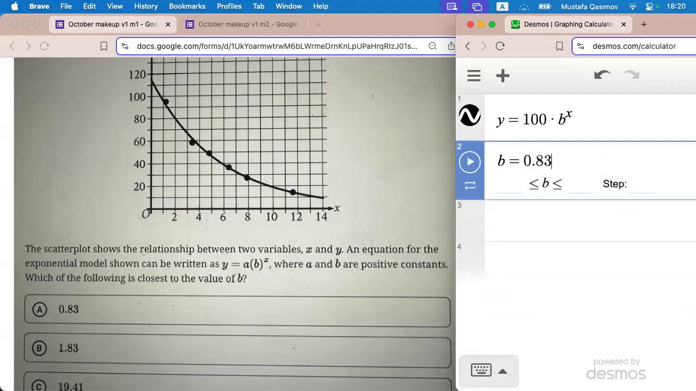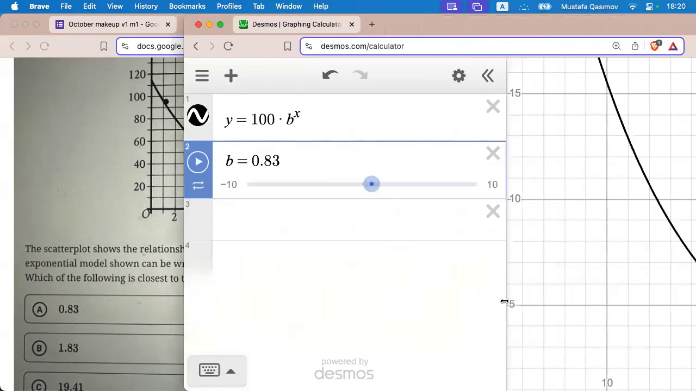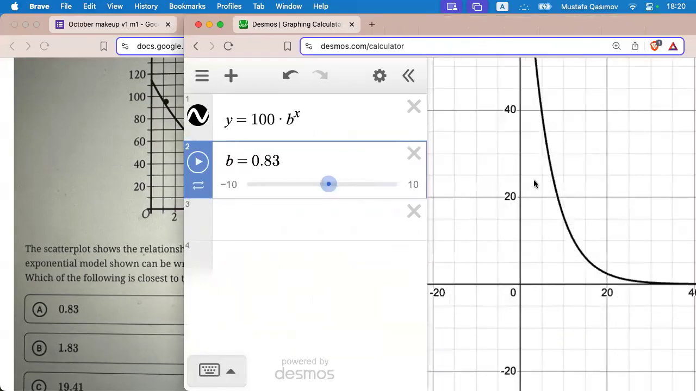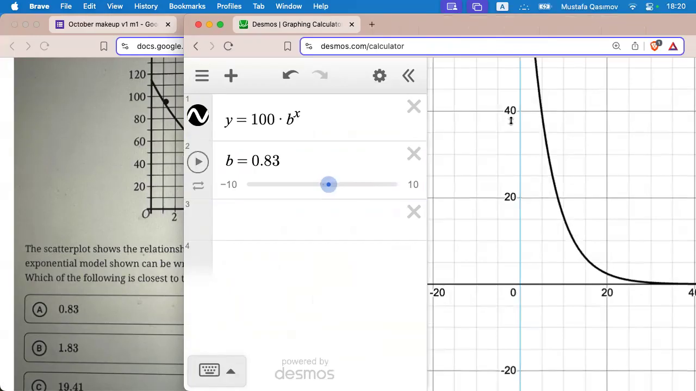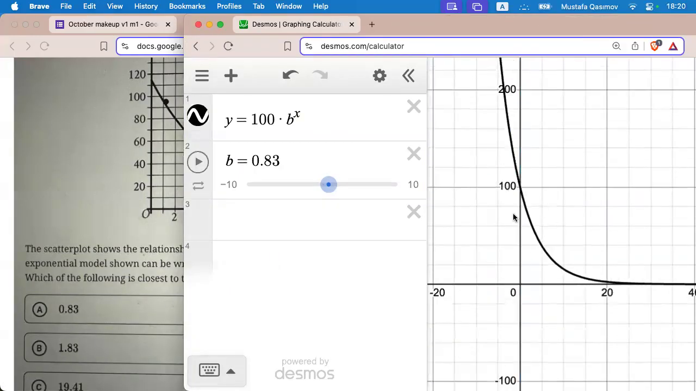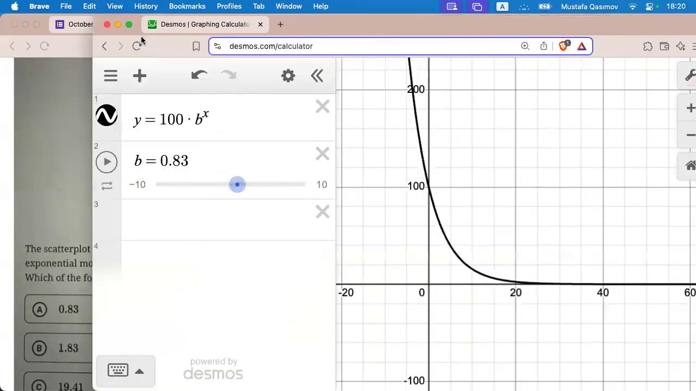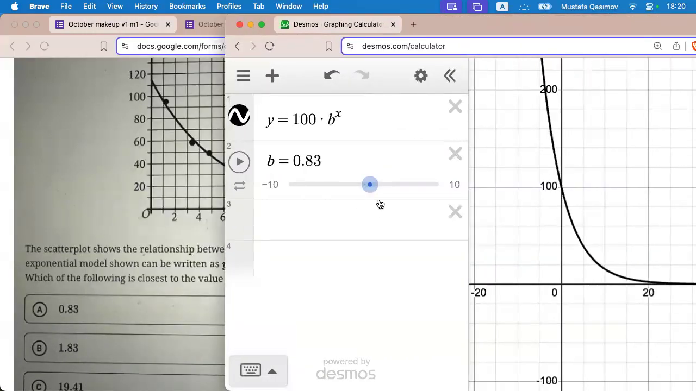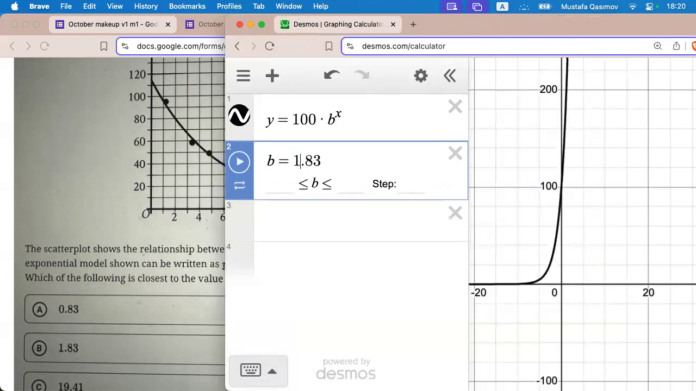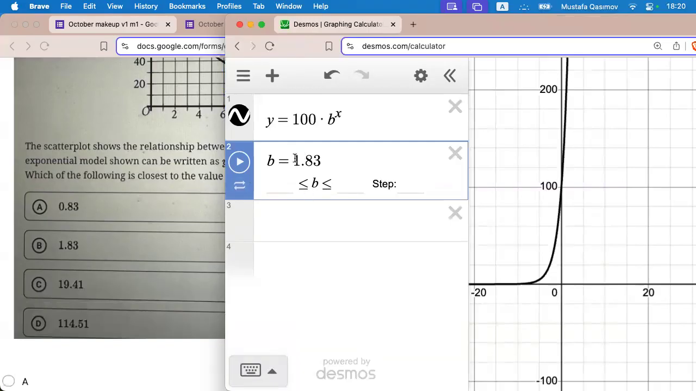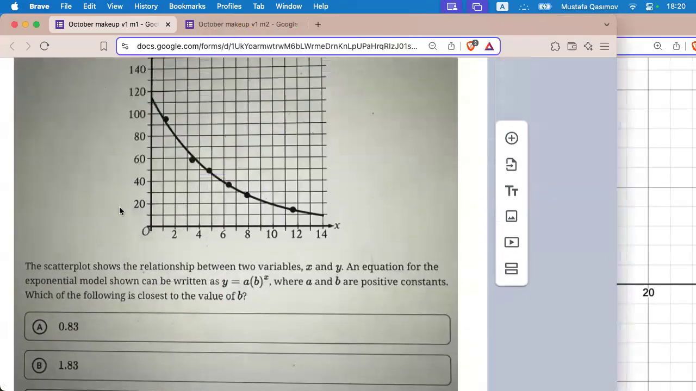Okay, now let's graph. Press shift and make it like that. Make this graph similar to that one. So you can see that they are actually the same. Not exactly the same, but answer is A. If you make it 1, it will go up. If you make it 19.41, it will also go up. That's right. If you make it 100, it will also go up. So answer is A.